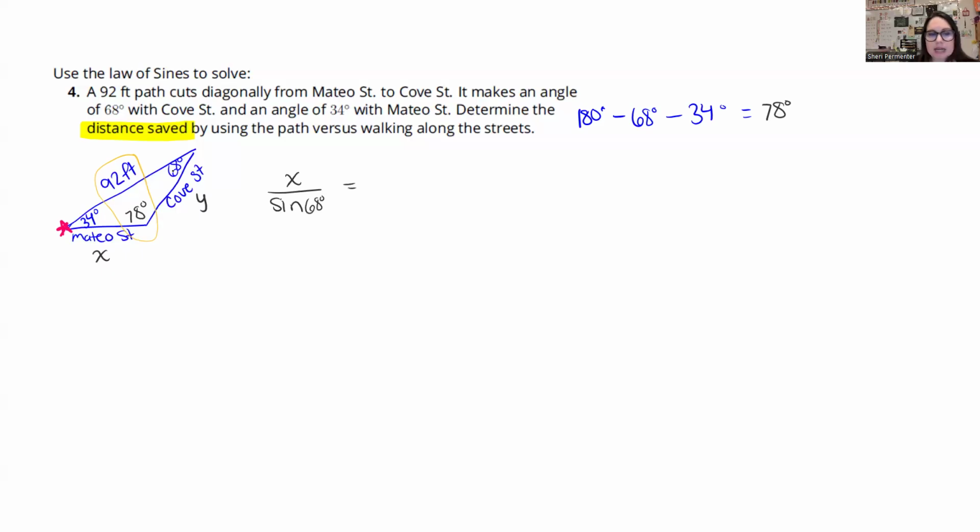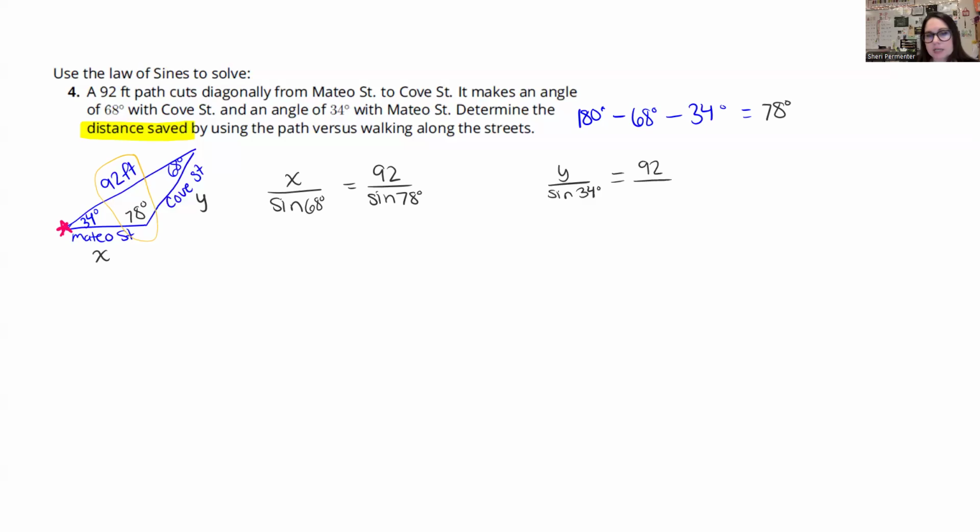And then I have to use my side angle pair. My side angle pair is 92 feet and sine of 78. Okay, so this is how I'm going to solve for X. I'm going to set it up to solve for Y too. So to solve for Y, the angle across from Y is 34. So sine of 34. And then I'm going to use, again, my given side angle pair. So it's going to be the same ratio here.